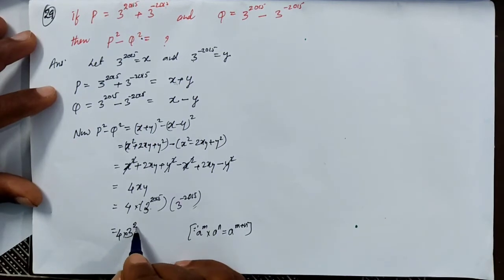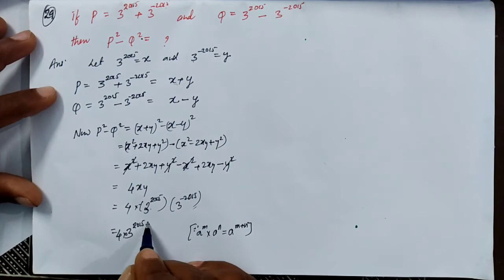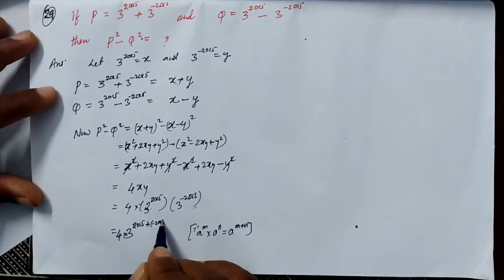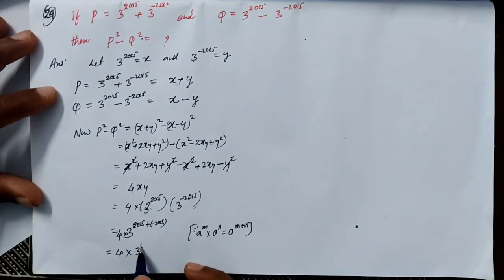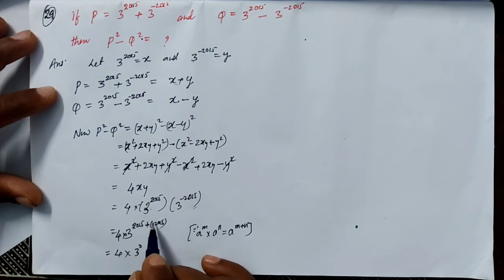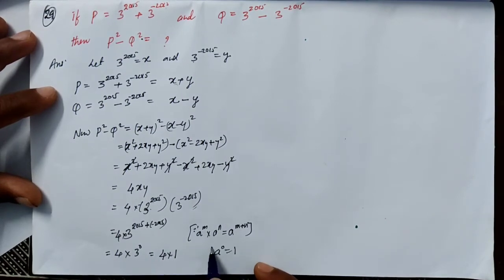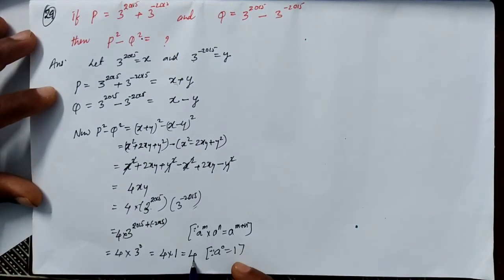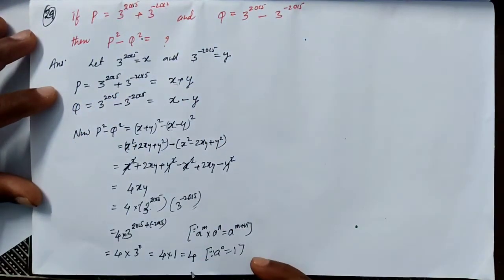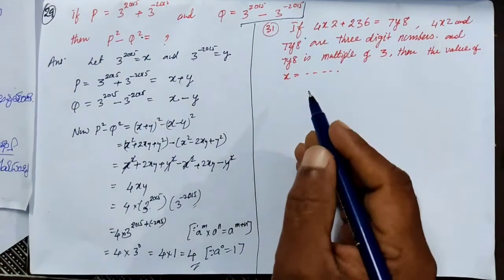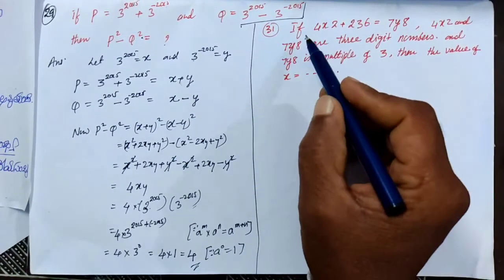So 2015 plus minus 2015 is equal to 4 into 3 to the power of 0, because this is positive and this is negative, it gets cancelled and it is 0. So it is equal to 4 into 1, because 3 to the power of 0 is equal to 1, a to the power of 0 is equal to 1, that you know. So this is 4. So P square minus Q square is equal to 4. This is the answer.